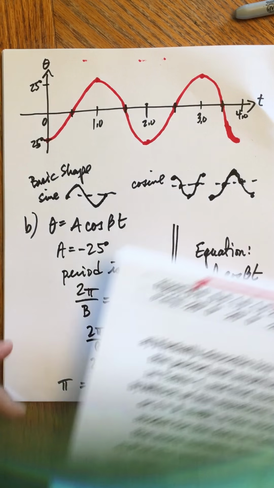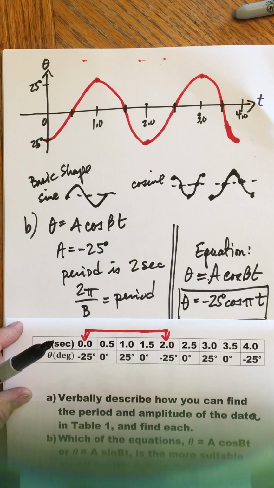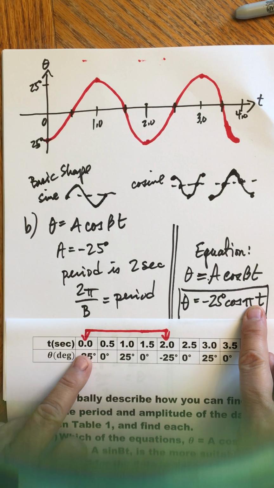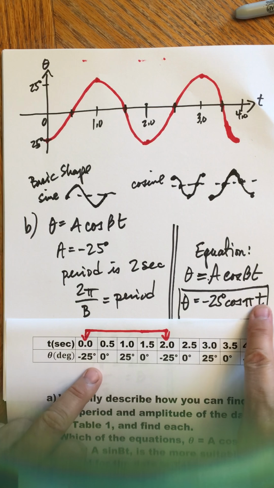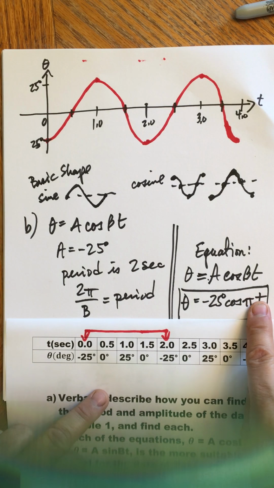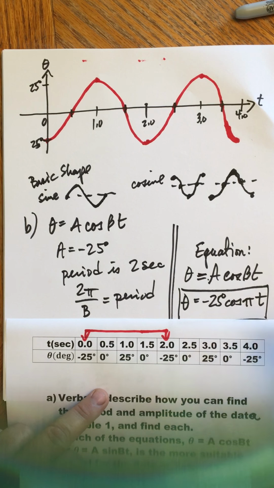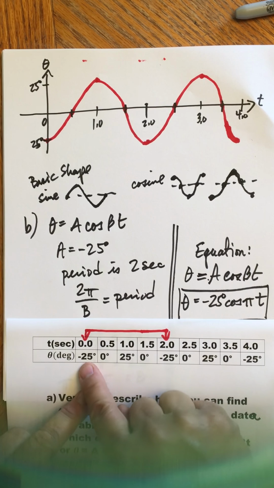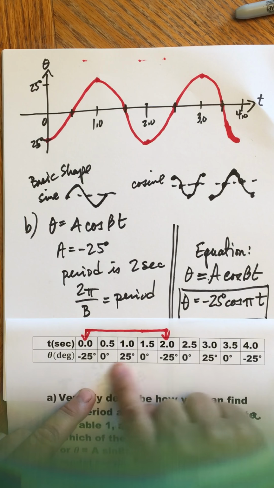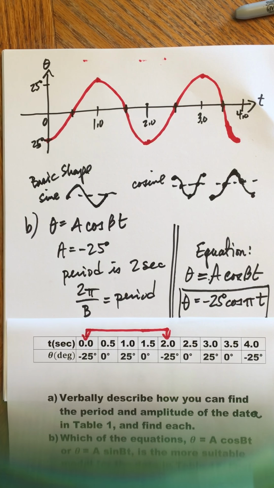If you want to test this, and I think this is part of C, you might want to put in, for example, at 0, cosine of 0 pi is the same thing as cosine of 0, and therefore the cosine of 0 is 1. So 1 times negative 25 is negative 25. And you can keep doing this, just putting in values and seeing if you're getting the same outputs. Is this equation correct? It is, but it'd be nice to do a check on it.